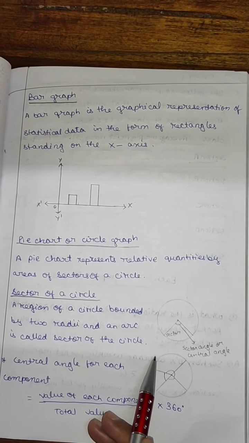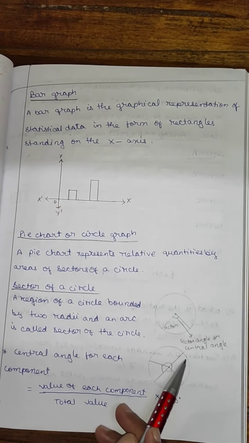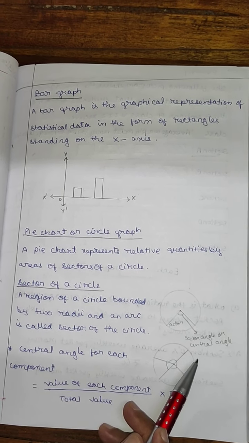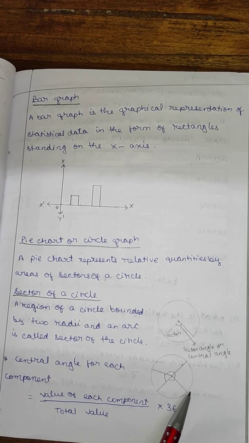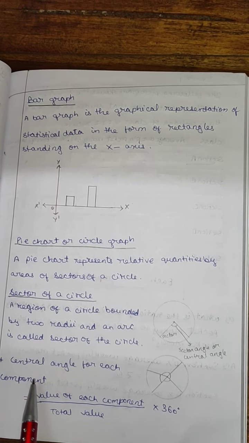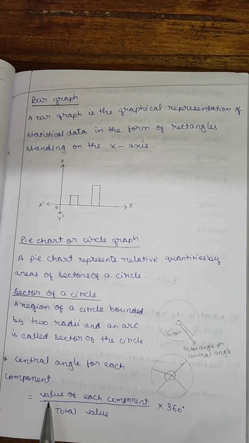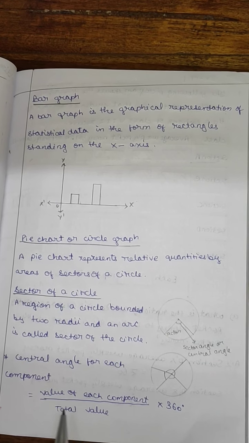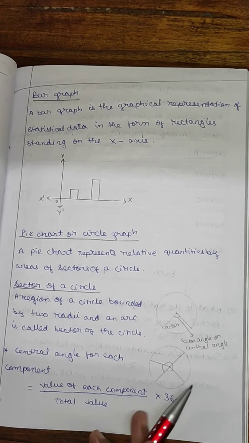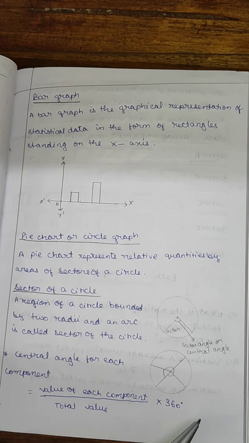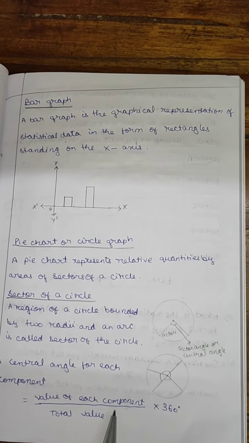Now, whatever components are given to you to draw a pie chart, you will get the respective sector angle, central angle, and represent each component inside the circle in different sectors. That will be your pie chart. For that, only this formula I will be using. Central angle for each component, whatever it is in your question, is equal to the value of each component divided by the total value, into 360. Because the measurement of one circle is 360, that's your complete angle. This is the only formula which I'll be using for making a pie chart.